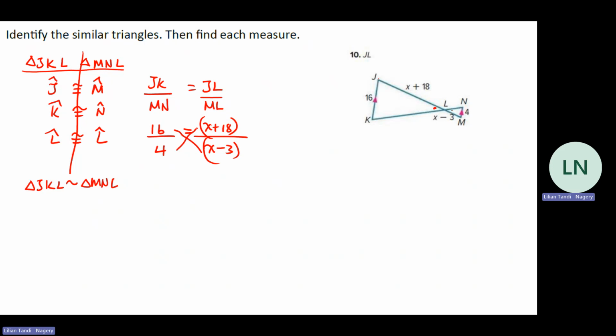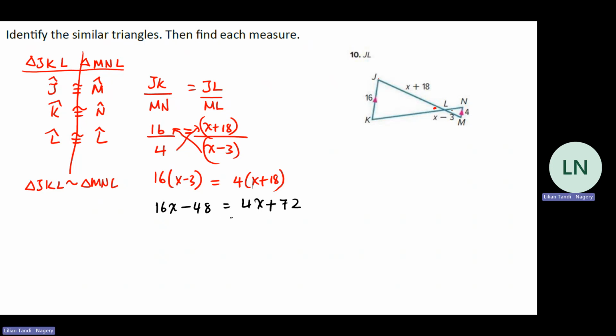Then you do the butterfly method. So you have here 16 multiply x minus 3, 4 multiply x plus 18. Okay. So this is 16x minus, that should be 48, 16 times 3, 48, I mean. Minus 48 equals 4x plus, what is 18 times 4? 72.